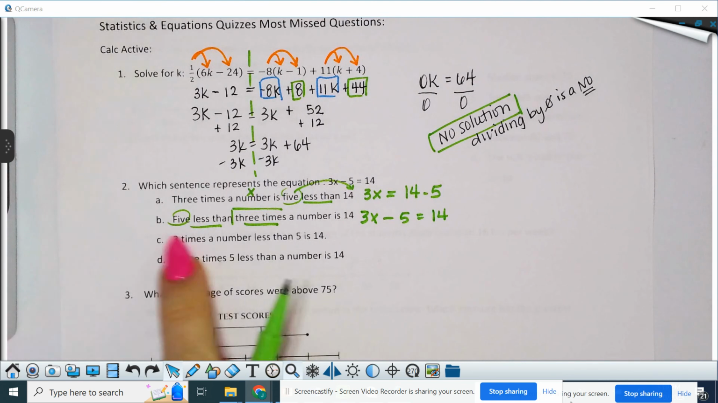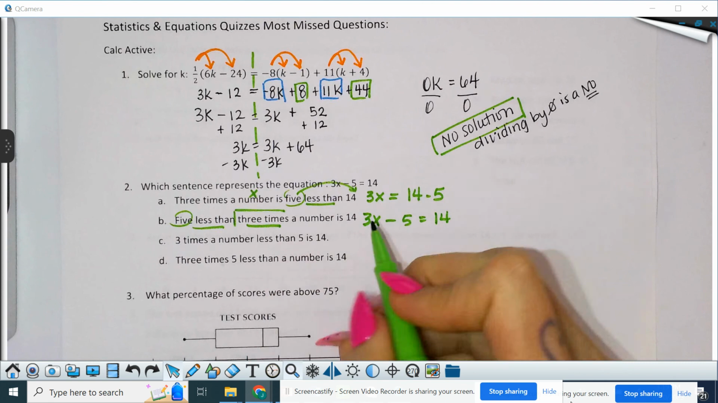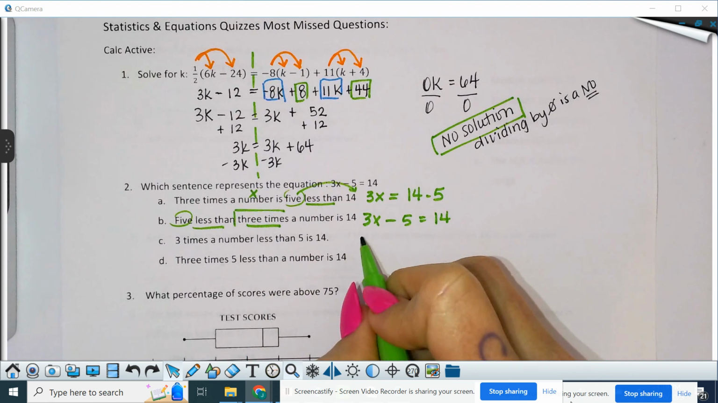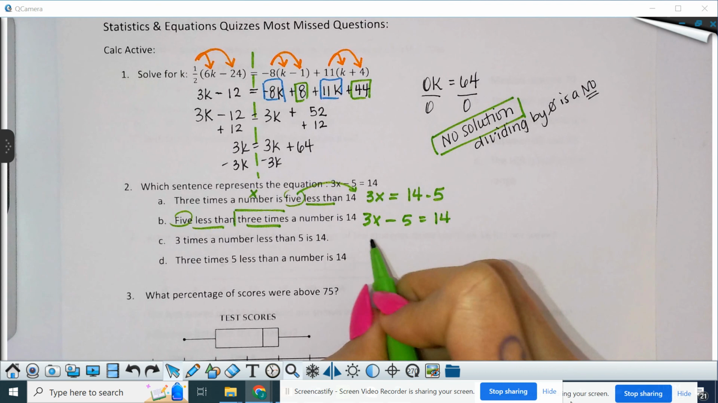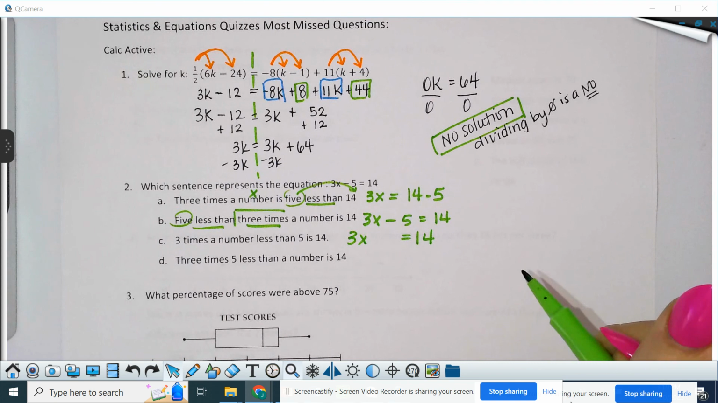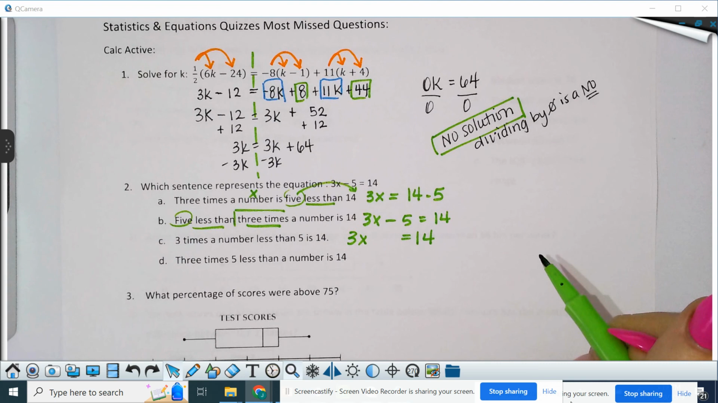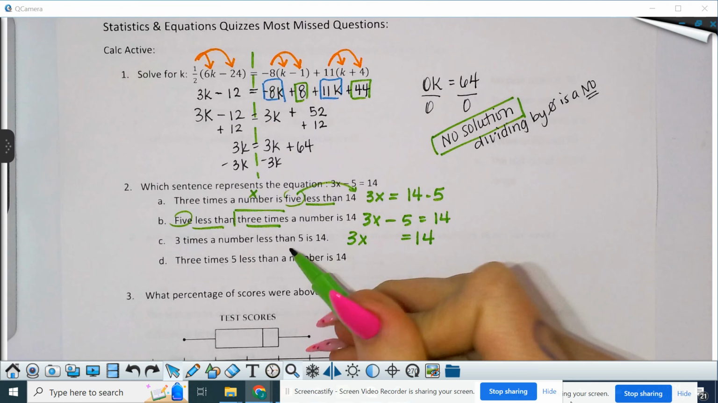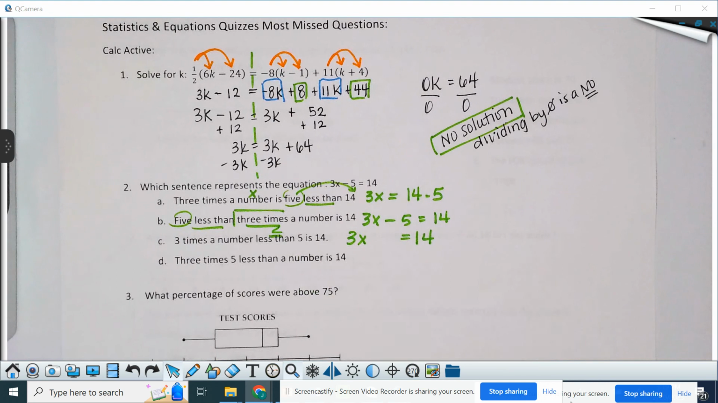3 times a number less than 5 is 14. That one actually is going to be a mess because less than 5 would be an inequality in that case. Or we could do 5 minus, but maybe that works the same. 3 times a number less than 5, so that would be minus, is 14.